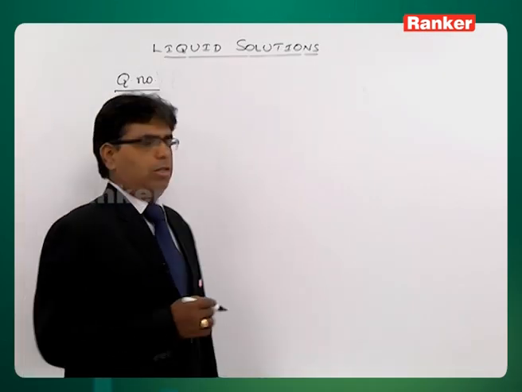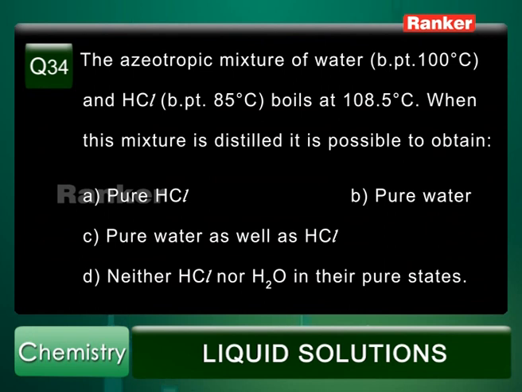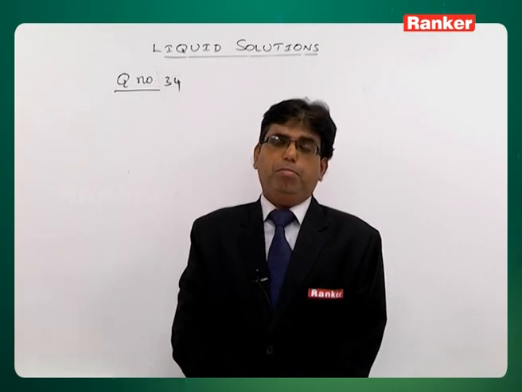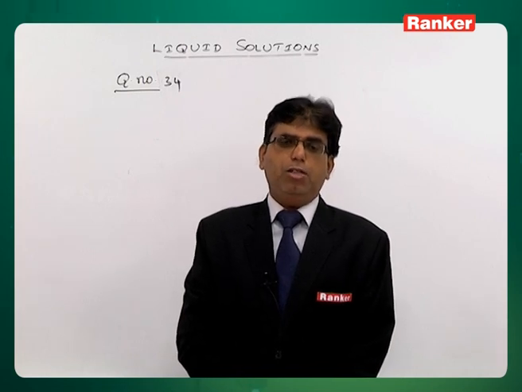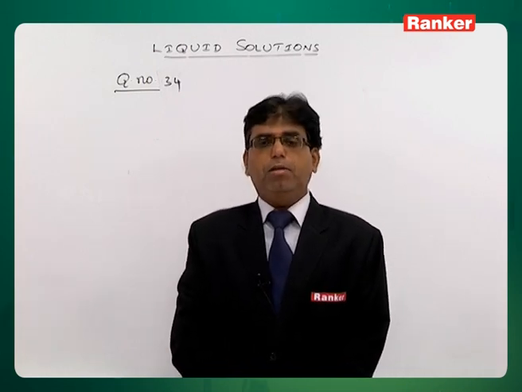Now, let us move on to question number 34. The azeotropic mixture of water, with boiling point 100 degrees Celsius, and HCl, boiling point 85 degrees Celsius, boils at 108.5 degrees Celsius. So, it is a maximum boiling azeotrope. The boiling point of the azeotrope is greater than the boiling point of both the liquids. Now, when the mixture is distilled, is it possible to obtain pure HCl? No. Pure water? No. Pure water as well as HCl? Absolutely no. Neither HCl nor H2O? Yes. Neither can we get pure HCl nor pure H2O, because that is what azeotropic means.